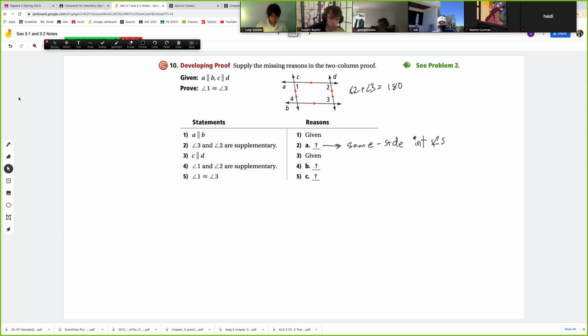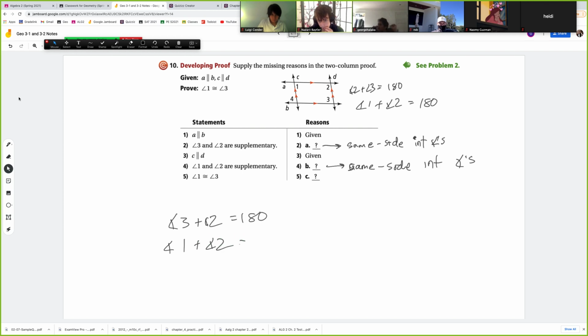Okay? C is parallel to D, given 1 and 2 are supplementary. So it means 1 plus 2 equals 180. How would we know that? Because of same side interior angles. 1 and 2, 2 and 3. Same side interior angles. So therefore, angle 1 is congruent to angle 3. Understand, we have 3 plus 2 equals 180. We have 1 plus 2 equals 180.